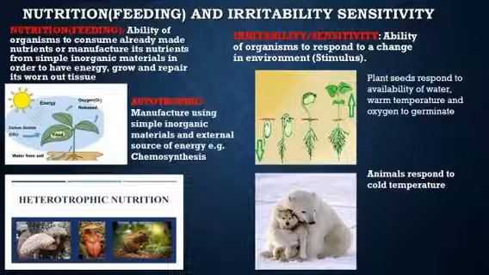Now, what we are saying here is that some organisms can feed on ready-made food, and some can make their own food by combining simple inorganic material to have energy to grow. That's the basis. What is the basis for nutrition? Why do living organisms feed? In order to grow, in order to have energy, and to repair worn out tissue.